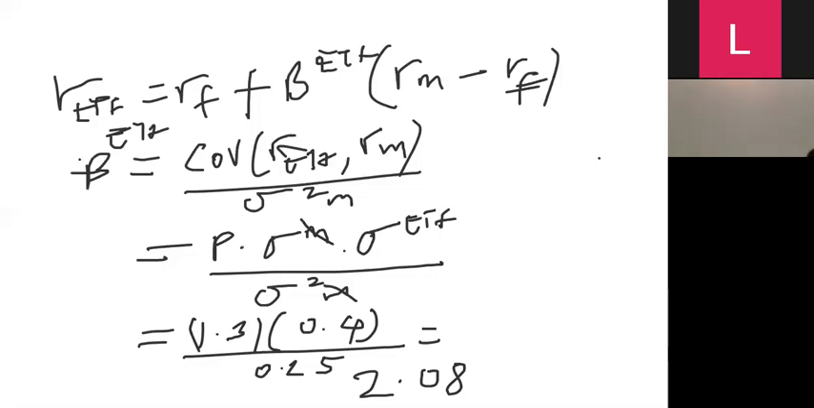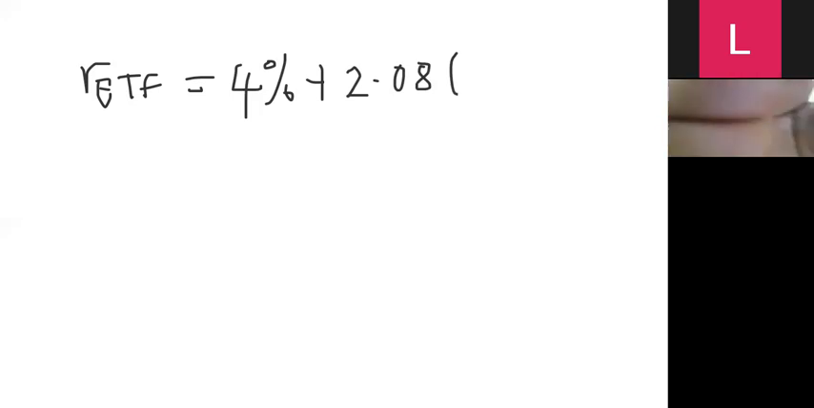Beta equals 2.08. So if I know that my beta is equal to 2.08, then I can say that my return on ETF is equal to the risk-free rate RF, which is 4%, plus my beta, which is 2.08, into bracket return on market, which is 12%, minus 4% again.